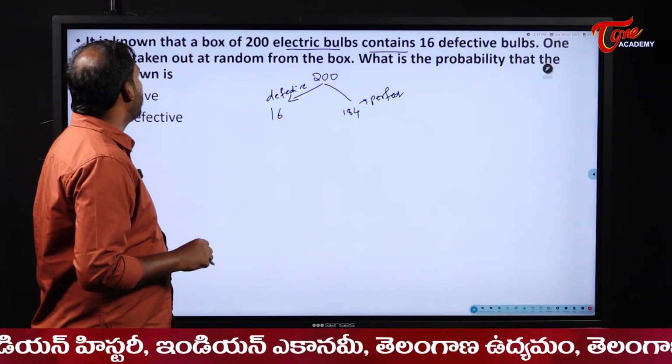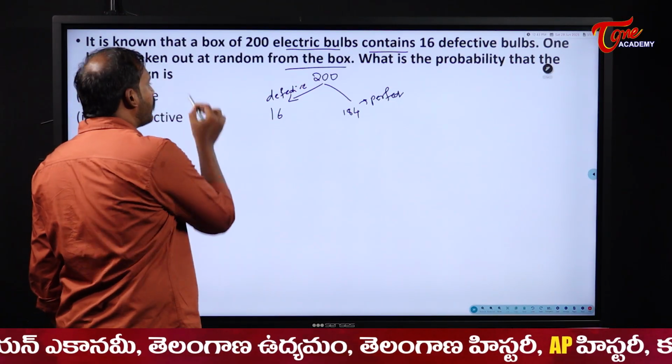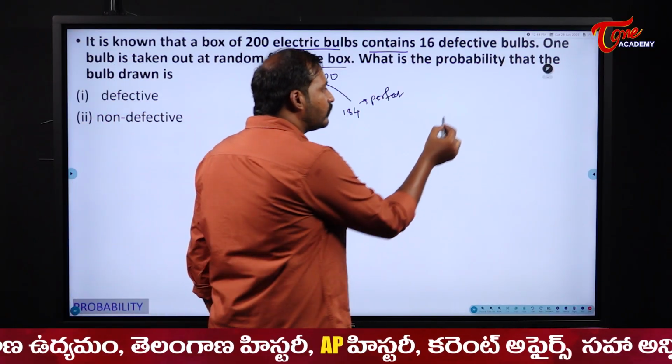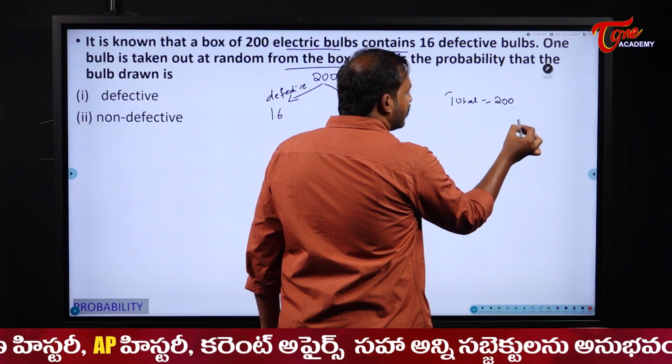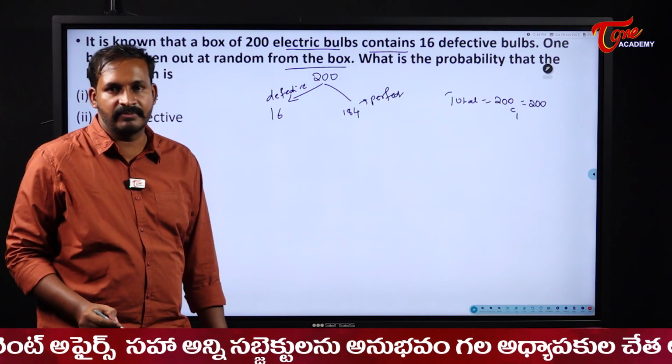One bulb is taken out at random from the box. What is the probability that the bulb drawn is... Now, from 200 bulbs we are drawing one bulb, right? So what is the total number of chances for me here? 200C1. 200C1 becomes 200. Okay, the total number of chances for me is 200.